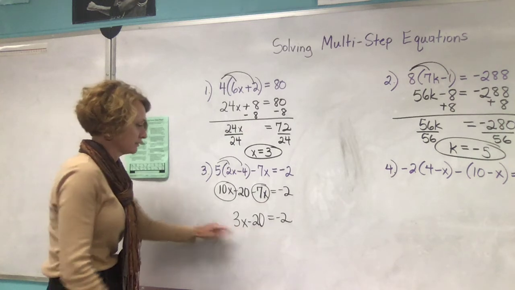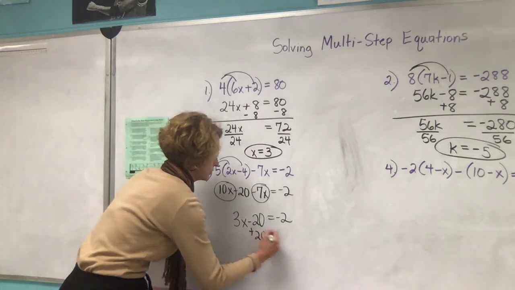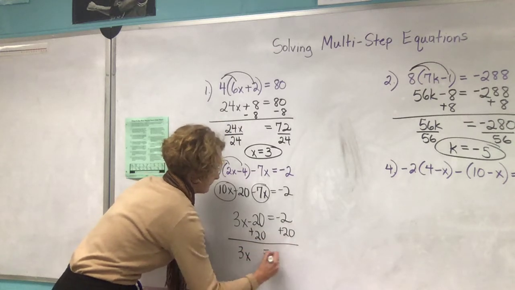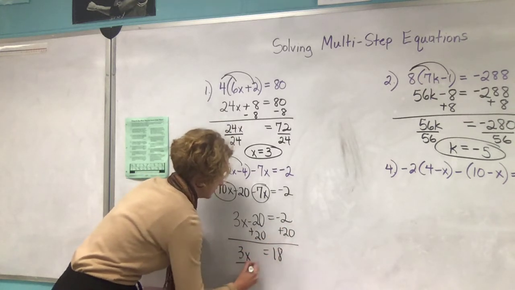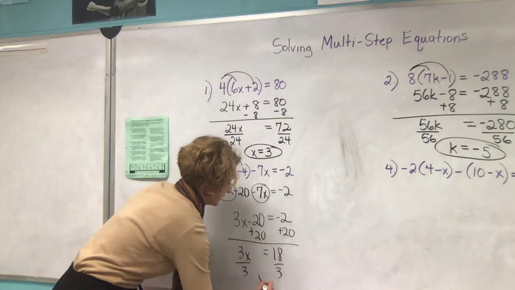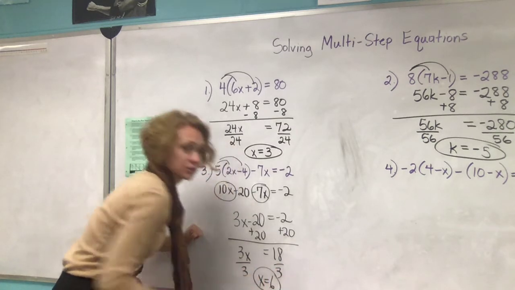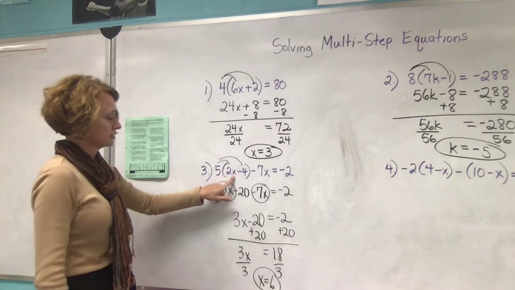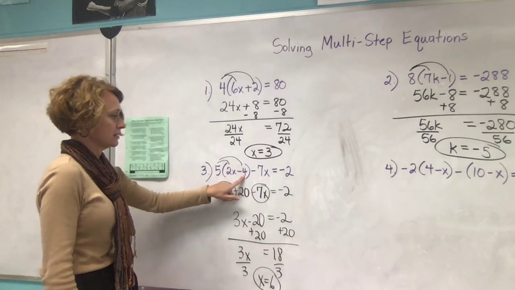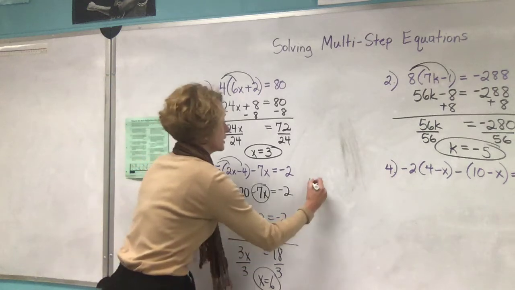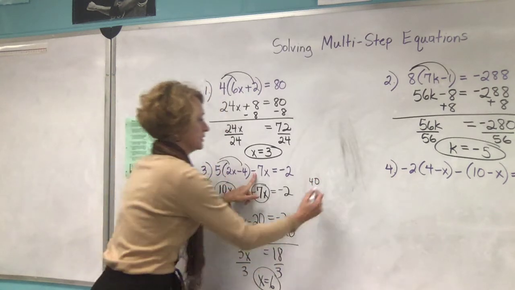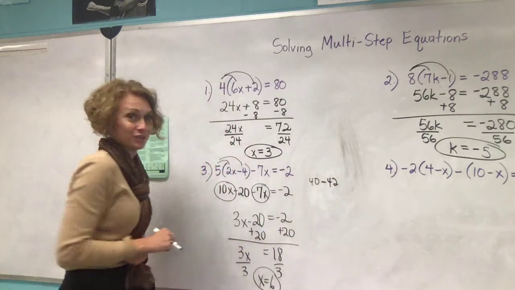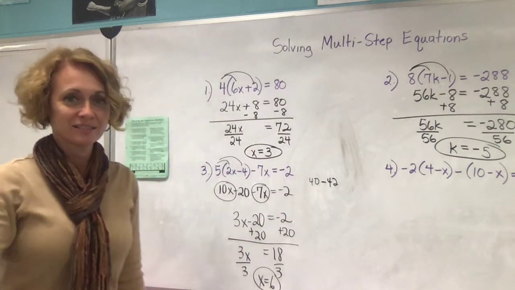I'm going to isolate for x. Add 20 to both sides. Gives me 18. Divide by 3. Looks like I should get x equal to 6. Let's check 6. 2 times 6 is 12. 12 minus 4 is 8. 8 times 5 is 40. Minus 7 times 6 is 42. Does that give me negative 2? Yes, it does. I'm good to go.